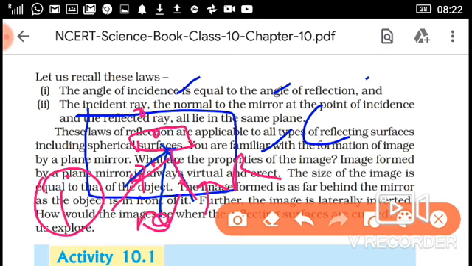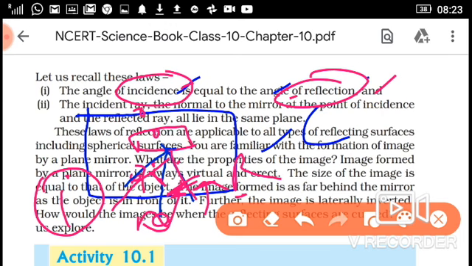Now the angle between the incident ray and the normal is called the angle of incidence. And the angle between the normal and the reflected ray is called the angle of reflection. When you measure these angles, they will be equal. If you perform the activity in the right way, both the angles will be equal. Getting my point? So the angle of incidence is equal to the angle of reflection.